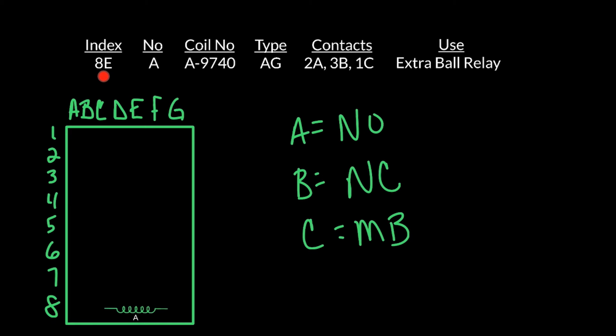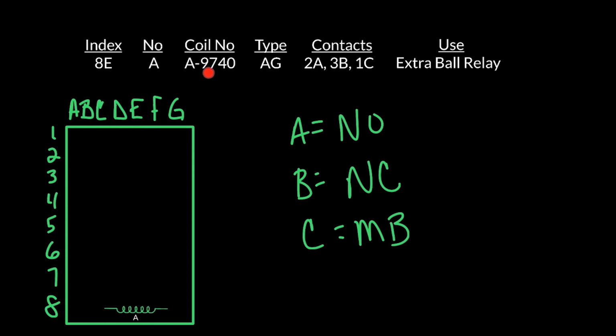Index 8E is the location you can find it on the schematic, so you can play Battleship here. So if I find 8, go across, find E, go down. The intersection of 8E is going to be where you find Relay A on the schematic. The next thing is the abbreviation. Gottlieb doesn't use names, they use abbreviations for the most part, so this is going to be referenced as Relay A. And if you need to know the use of it, come over here, and it's the extra ball relay.